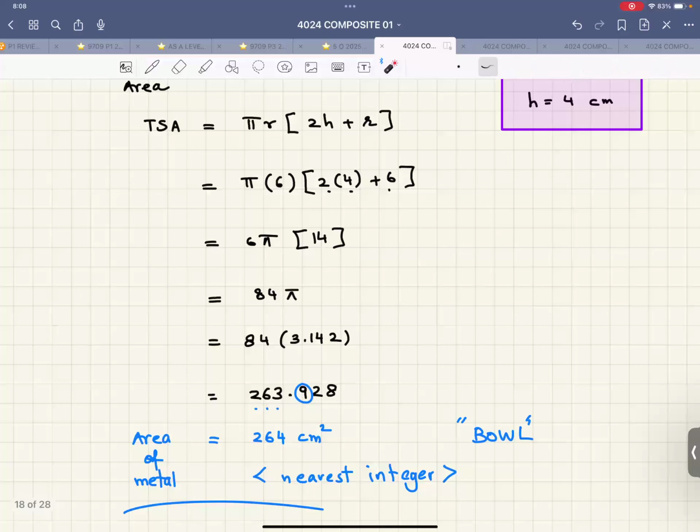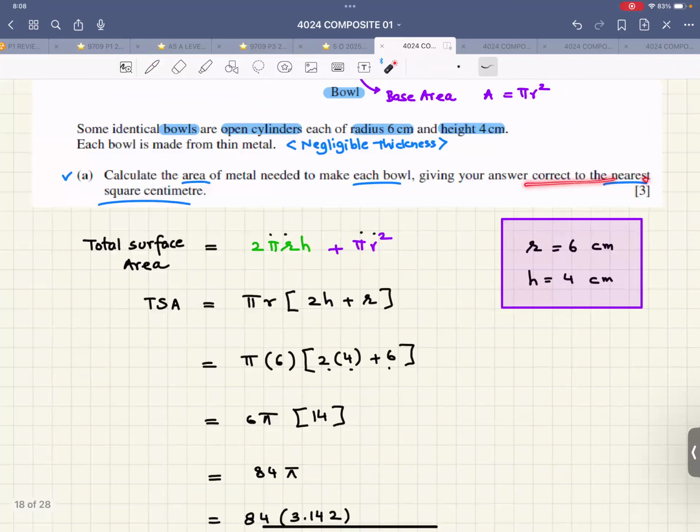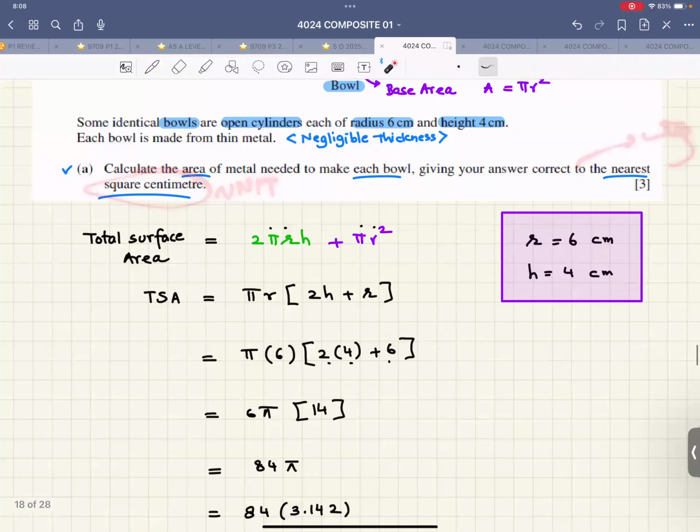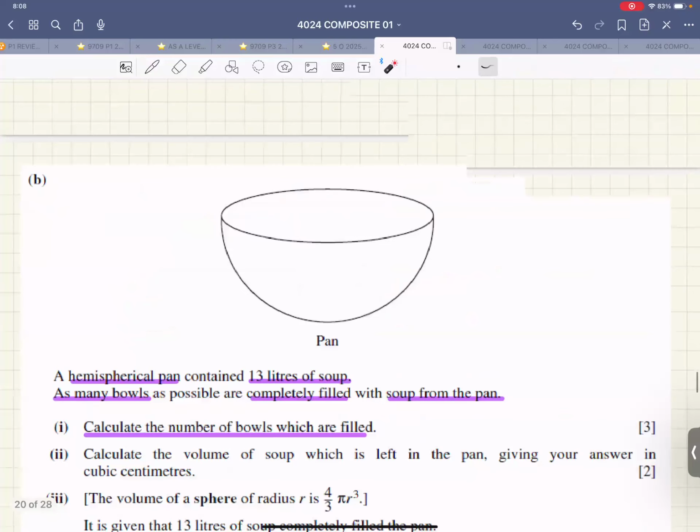Over here, I have even done this thing. I have taken pi common out, and then 84 pi, and then plugged in the value, and get this answer rounded off to the nearest integer, because they are asking for the nearest square centimeter. Square centimeter is the unit. So basically they're asking for the nearest integer. All good, all clear?